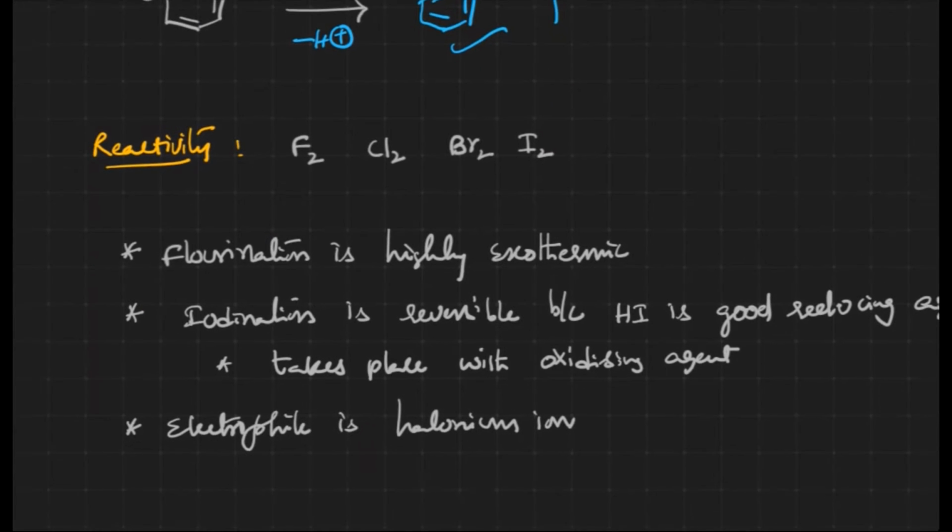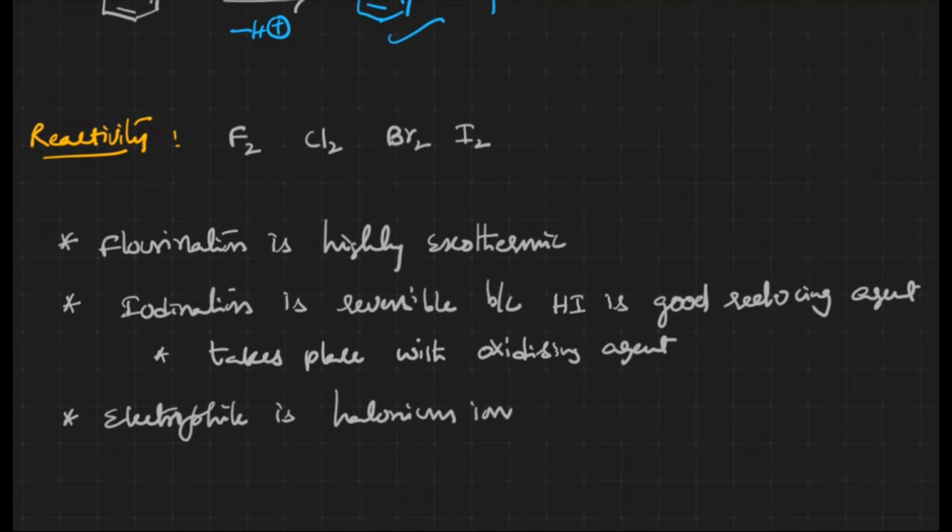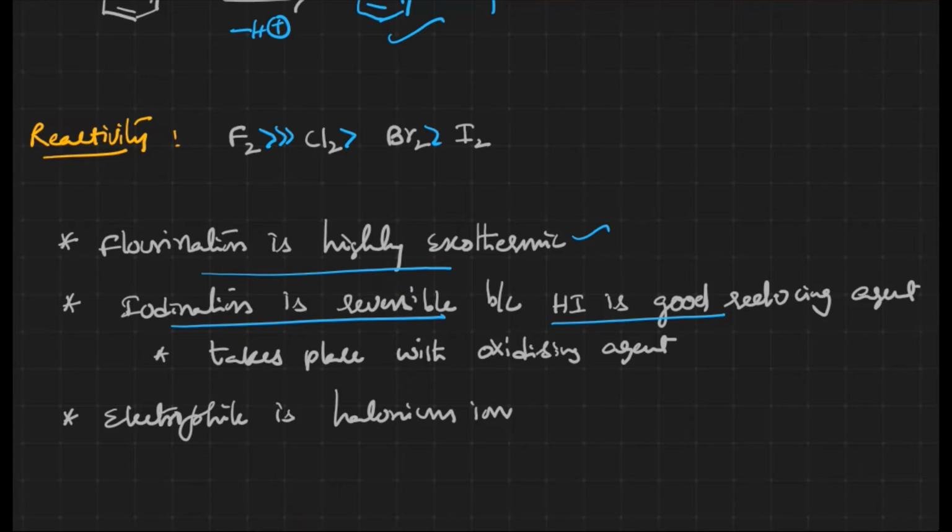Now let us see the reactivity of halogens towards halogenation. Generally fluorination is the most reactive, followed by chlorination, followed by bromination. Since fluorination is highly reactive and highly exothermic, we can't expect fluorination at normal conditions. Iodination is also very slow. It is a reversible reaction, because HI is a good reducing agent, so we can't expect iodination readily. It takes place in the presence of an oxidizing reagent.